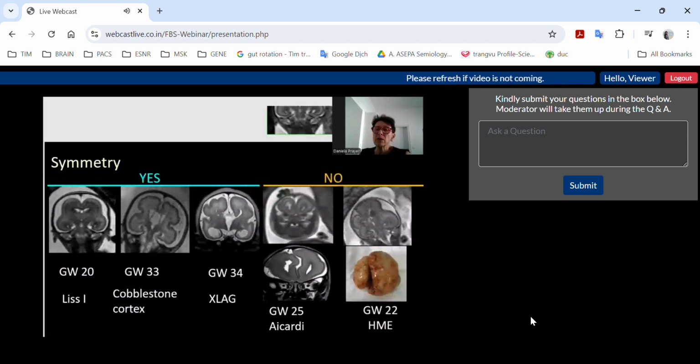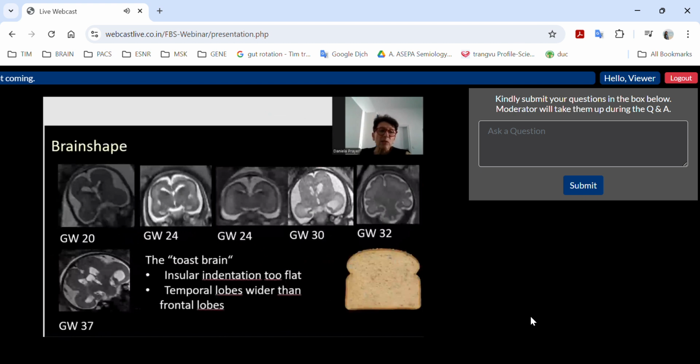What about symmetry? Well, symmetry may be present as in mesencephaly 1, in cobblestone cortex, in X-linked lissencephaly, but it is absent in Aicardi. Well, Aicardi, you will say we don't know whether there is a genetic background, but the presence of one is strongly suspected, and of course also in hemimegalencephaly, where we know there is a genetic background, these morphological changes are asymmetrical. Let's move to the brain shape.